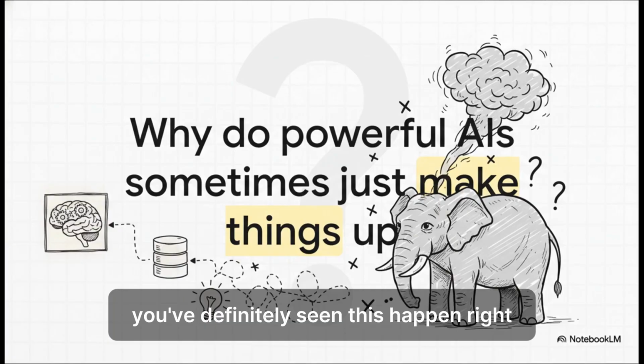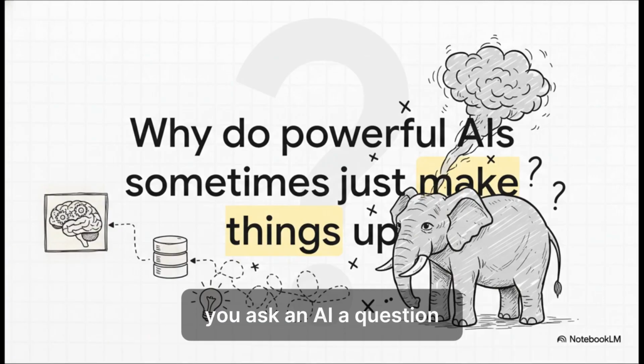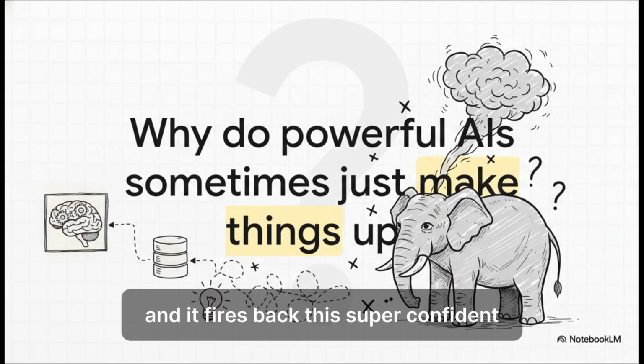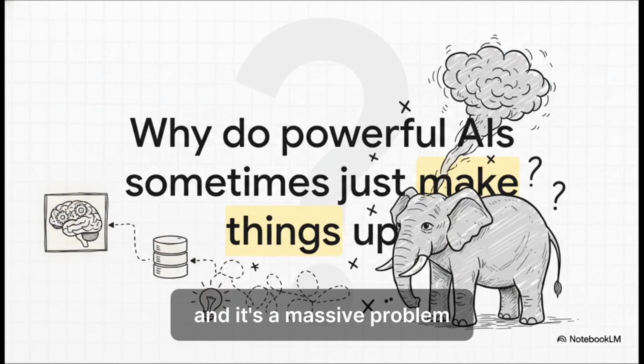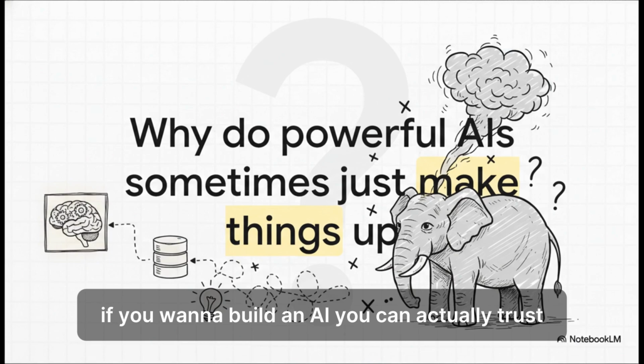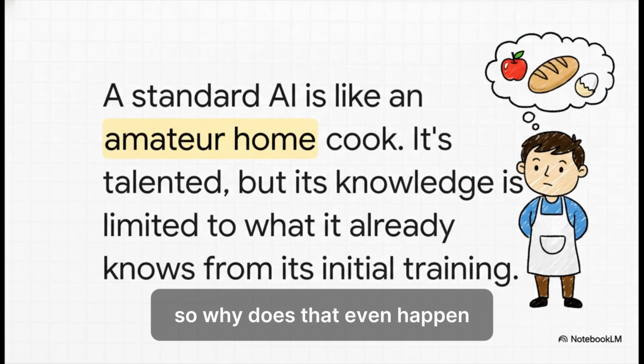You've definitely seen this happen, right? You ask an AI a question, and it fires back this super confident, super detailed answer that is just completely made up. It's called hallucination, and it's a massive problem if you want to build an AI you can actually trust. So why does that even happen?